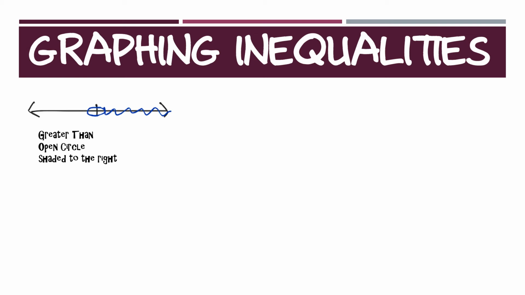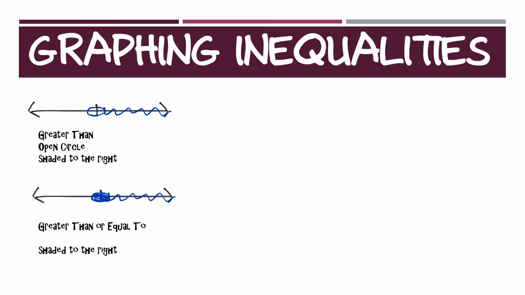The last part of our standard says that we need to be able to graph an inequality on a number line. So there are a few things we need to know about that. When we're looking at greater than, we're going to use an open circle and it's going to be shaded to the right, like this one. Greater than or equal to, maybe we can use what we know about greater than. It's going to be shaded to the right. Here's an example of how I would show greater than or equal to. What's different between the two graphs? That's right. We have a closed circle or a shaded circle.